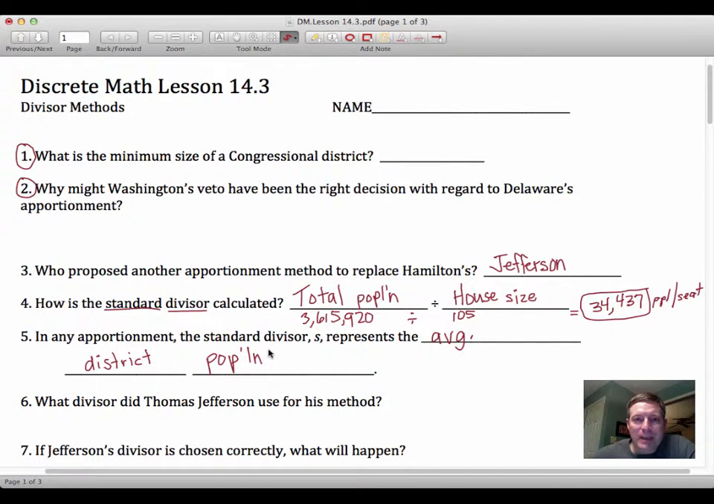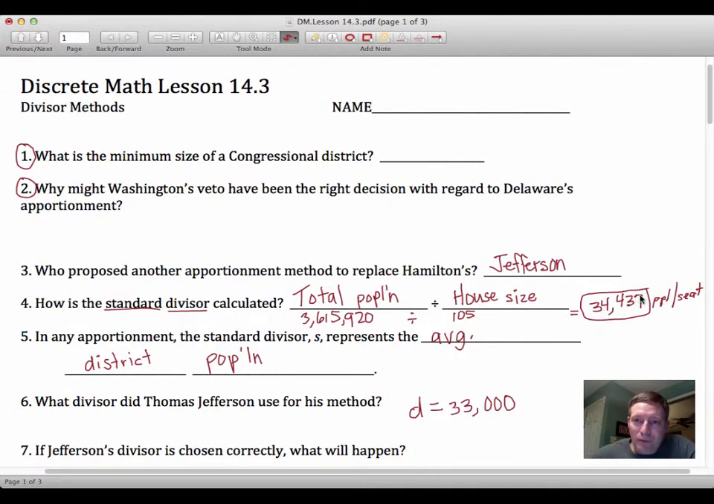But again, let's review, because Thomas Jefferson had an interesting idea. Thomas Jefferson said, all right, Hamilton used a standard divisor of 34,437. Thomas Jefferson said, let's use a standard divisor of 33,000. Now, why would he do that? Well, there's a very good reason. I'll show you the arithmetic behind it.